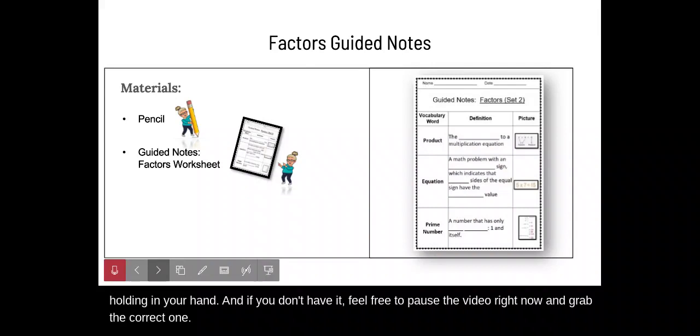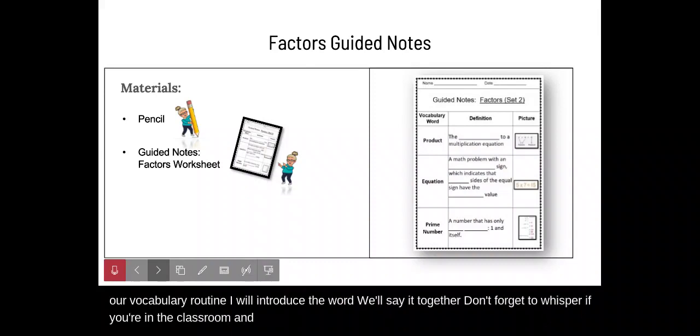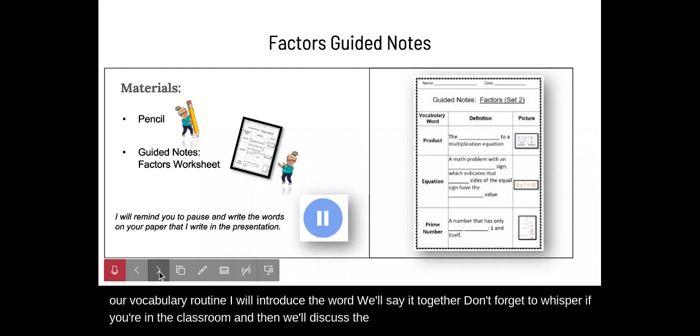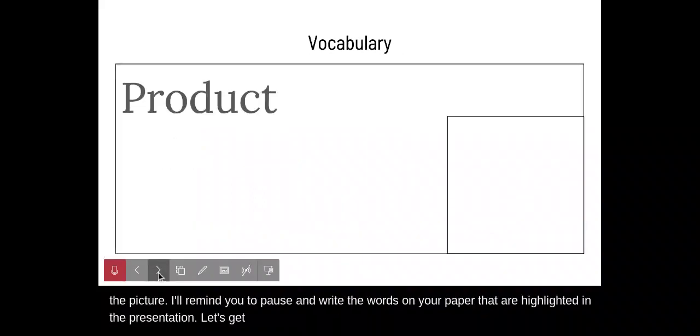Remember our vocabulary routine. I will introduce the word. We'll say it together. Don't forget to whisper if you're in the classroom. And then we'll discuss the definition and look at the picture. I'll remind you to pause and write the words on your paper that are highlighted in the presentation. Let's get started. Our first vocabulary word is product.